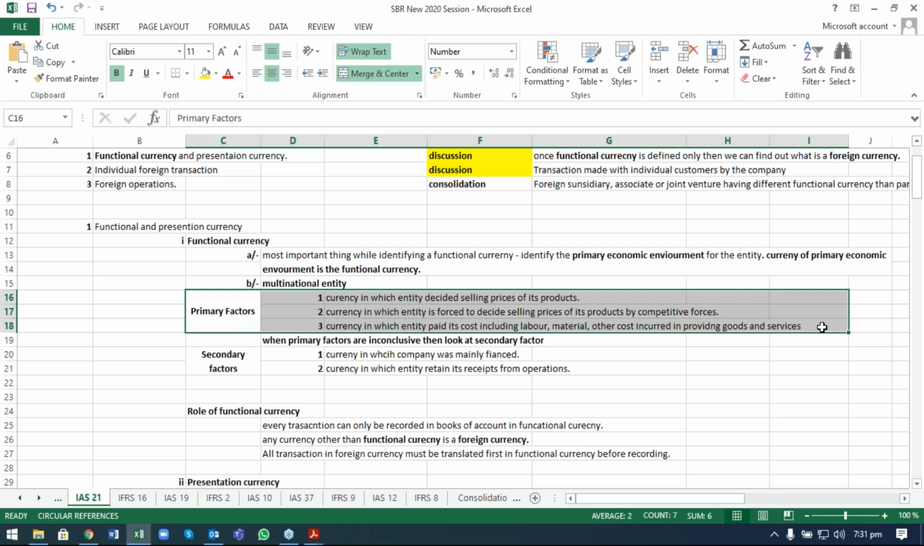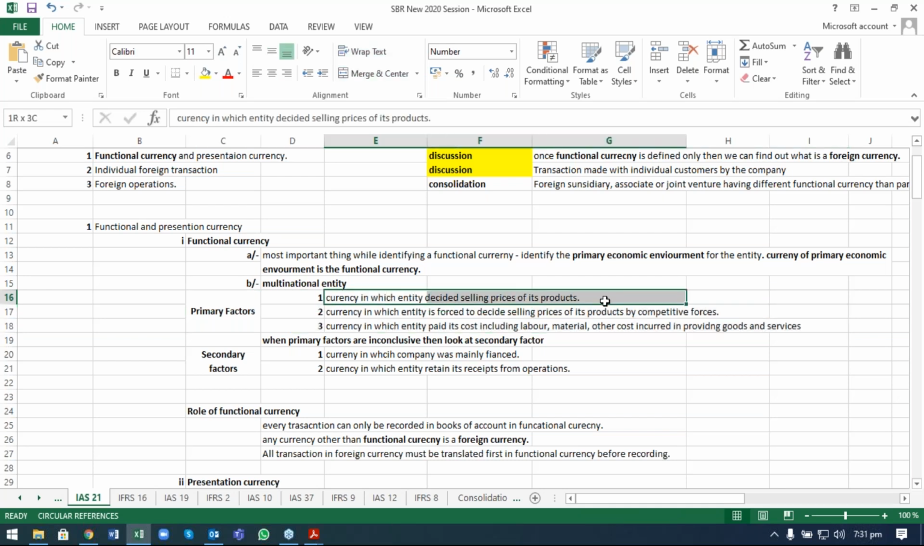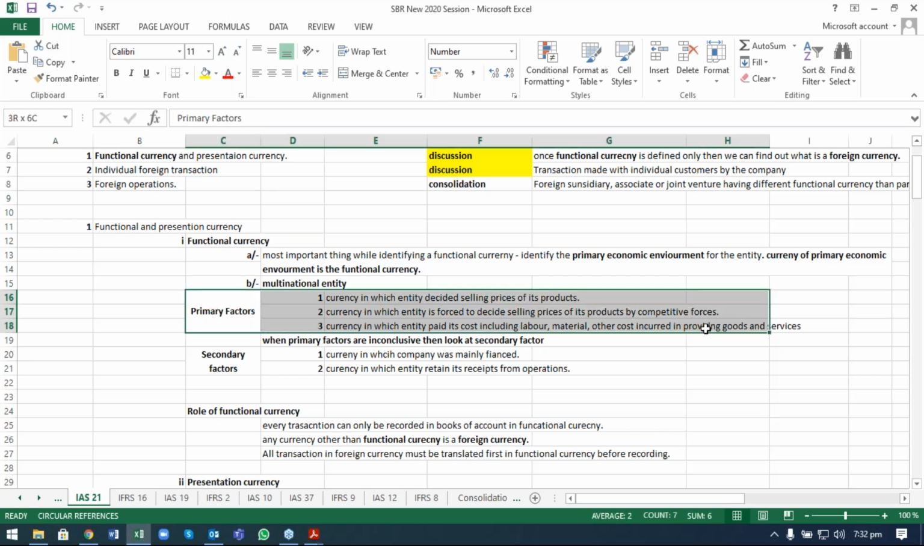and then whenever the exchange rate fluctuates, the prices of the products sold in dinars also fluctuate. If that is the case, then it is pretty much clear that the primary factor of identifying the currency in which the company has decided the price of its product is clear. But in this scenario, it's not at all clear what is the main currency in which the company has decided its selling prices. The only information available to us is that the company is selling its products in 3 different currencies in equal proportion, in equal ratio. Right? So the primary factors are inconclusive.